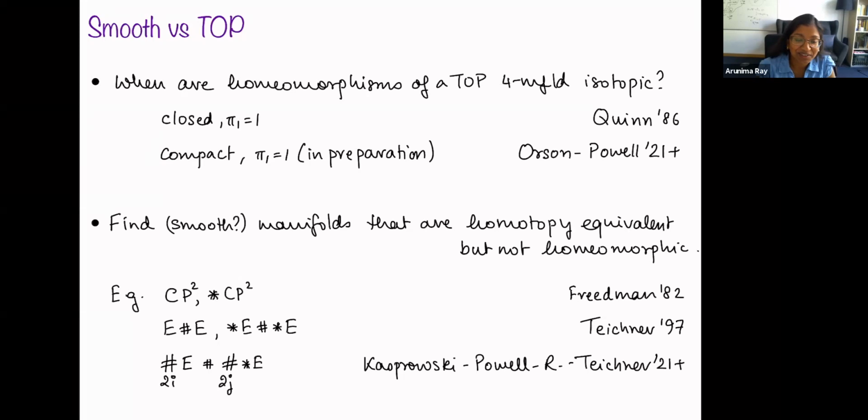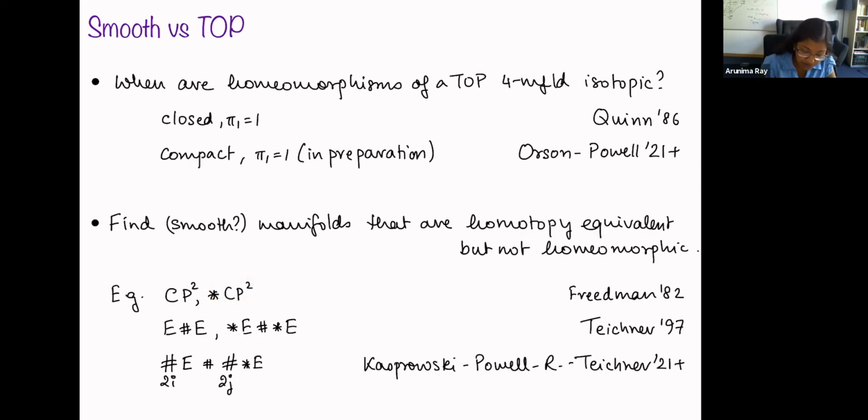Another thing you might think about is, well, homeomorphism and diffeomorphism are interesting equivalence relations, but maybe we should think about some others. For example, what are some homotopy equivalent manifolds that are not homeomorphic? We already saw this example of CP2 and star CP2. They have the same intersection form. They're in fact homotopy equivalent, but they're not homeomorphic. In this case, star CP2 is not smooth, but CP2 is smooth.